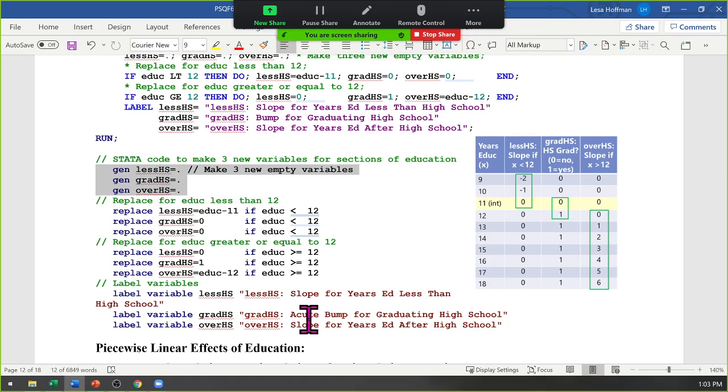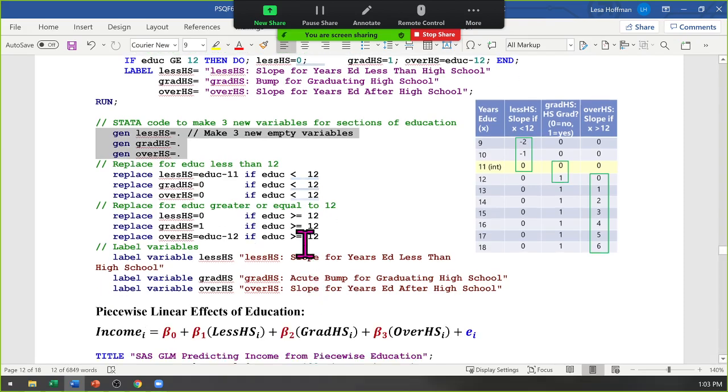The reason to do that is to make sure that I don't inadvertently assign values to somebody who has missing information for education. So that's why I'm starting them out blank and then only filling them in if they meet the criteria for what education level I have for each line. So that I'm filling in then selectively these 3 columns, less than high school, graduated high school, or over high school, if people meet the condition at the end of each line.